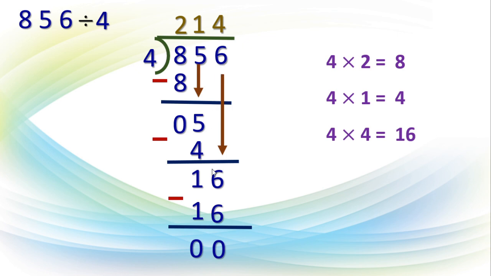Okay, slowly. And see here, quotient 214. Okay, how to read? 214 is the quotient, 4 is the divisor, 856 is the dividend, and 0 is nothing but the remainder.